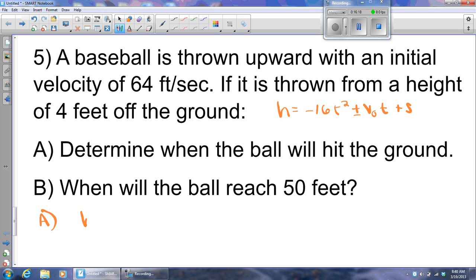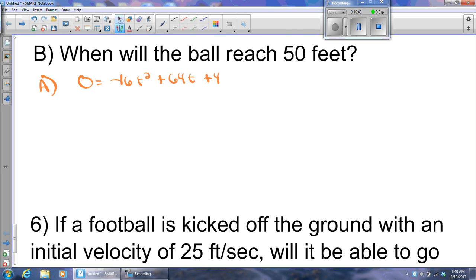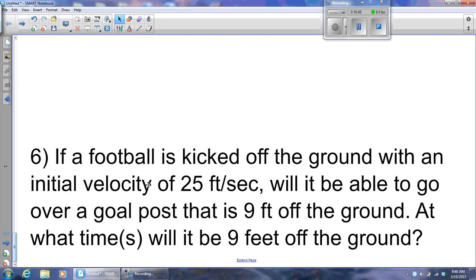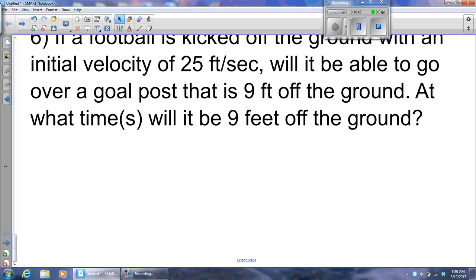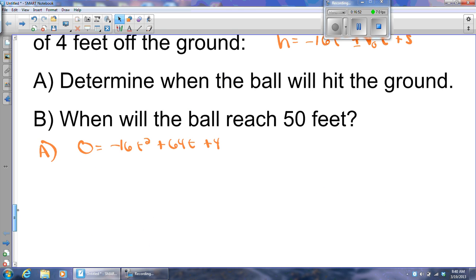Okay, and so my equation is going to look like this: negative 16t squared plus 64t, and the initial starting height is 4. When will it hit the ground? Well, I'm going to make h equal to 0. And I can use the quadratic formula. I can factor, complete the square, lots of other things on this. Okay, I'll tell you what, I'll go to the quadratic formula on it.